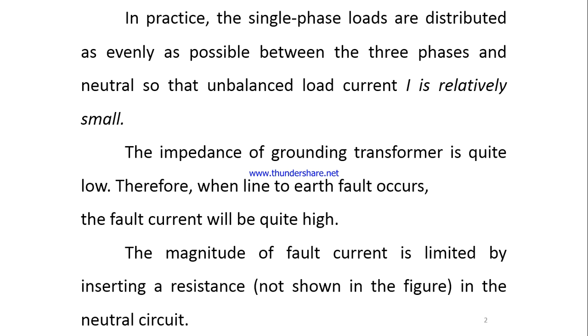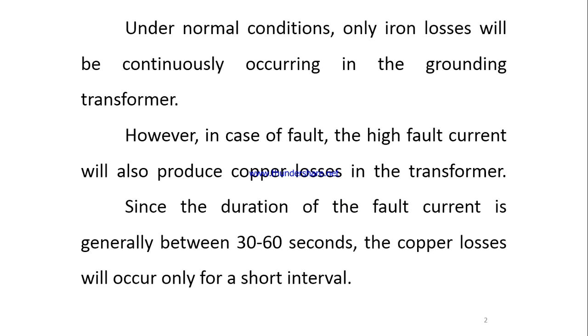And normally the unbalanced load current is relatively small. Even when the fault current is quite high, the impedance of the grounding transformer is very low. Under normal conditions, if losses occur continuously in the grounding transformer, then the high fault current will also produce copper losses in the transformer. Since the duration of the fault current is generally between 30 to 60 seconds, the copper loss will occur only for a short interval. So this may be reduced to the maximum level.